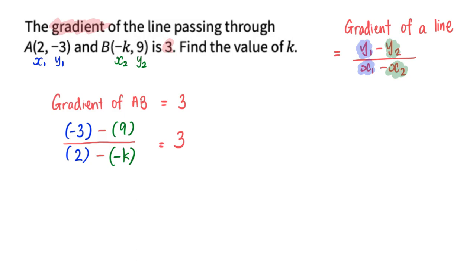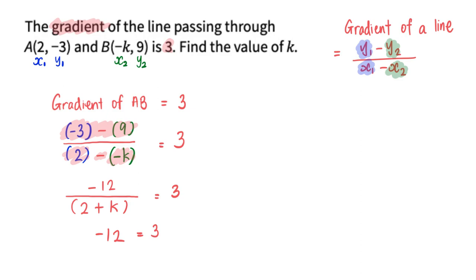Negative 3 minus 9, this will give me a value of negative 12. 2 minus a negative k, 2 plus k equals 3. Alright. And after which, I'm going to multiply both sides by 2 plus k, so that this will be the next line that you will see.